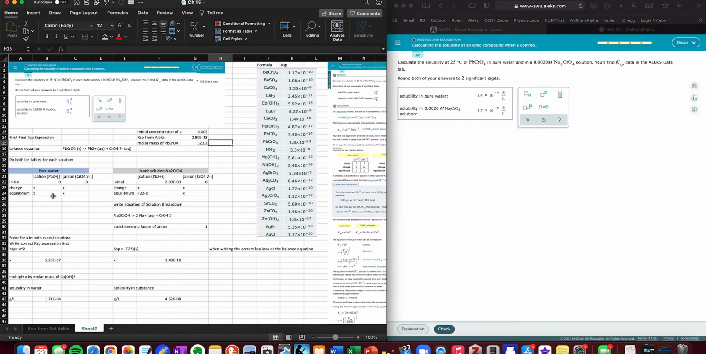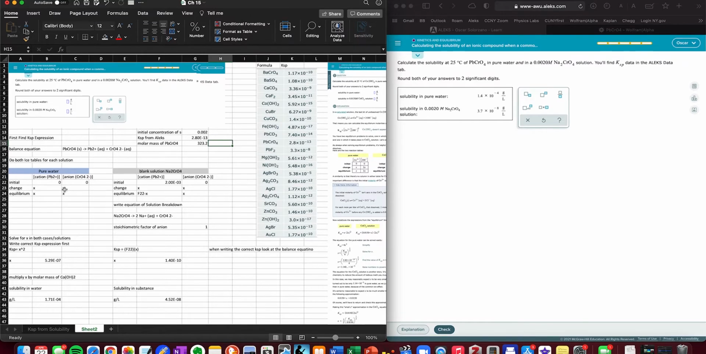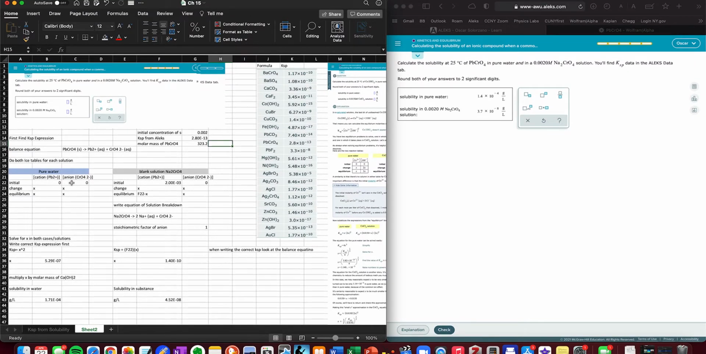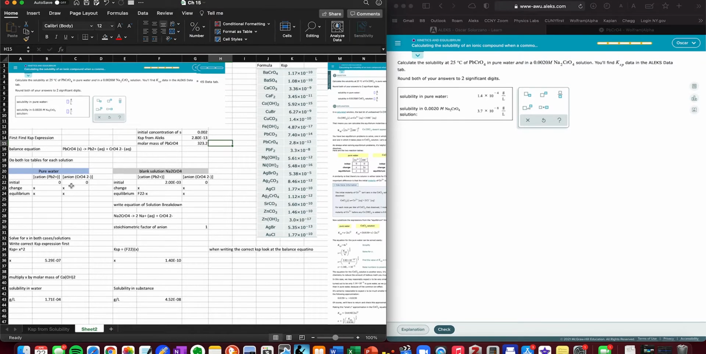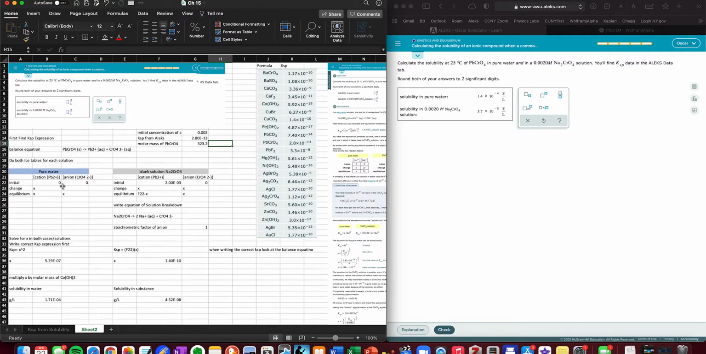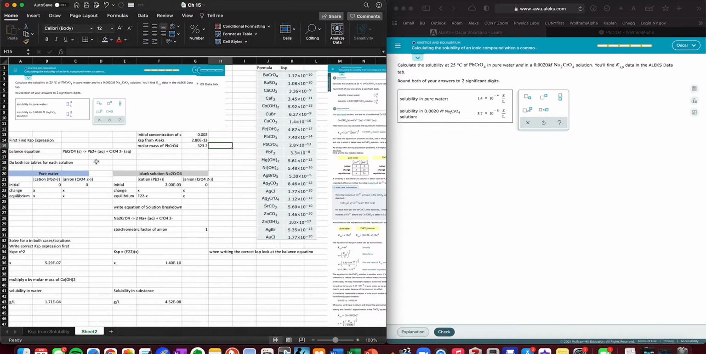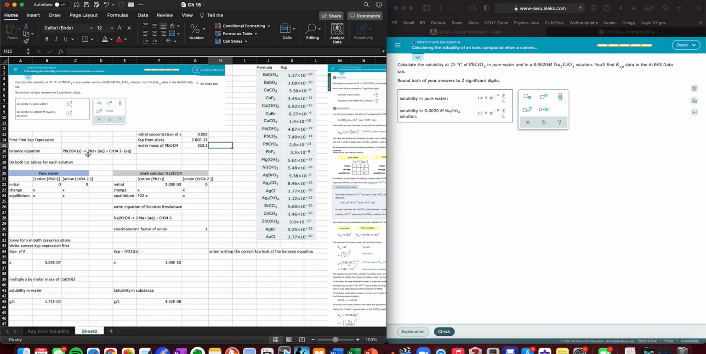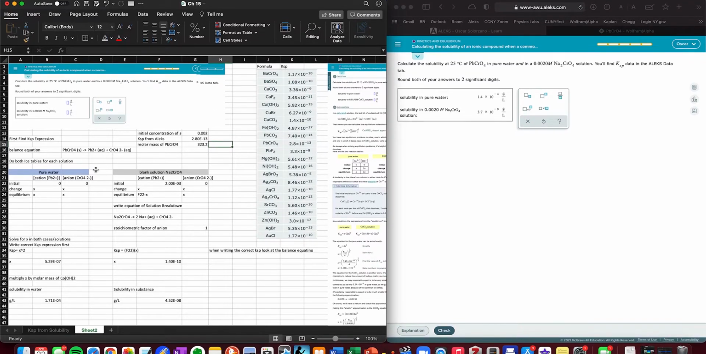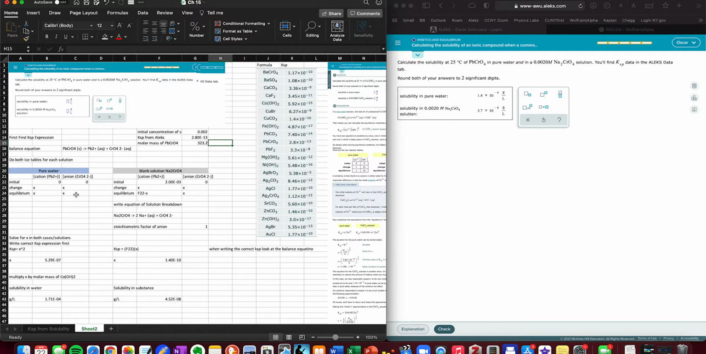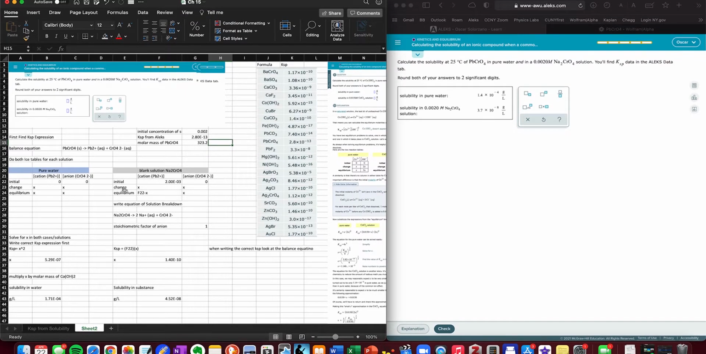So you do two ICE tables. The first ICE table, you'll plug in initial for both. Essentially, in water, you won't have any ionization initially, so the change is all going to come after. And the change here is just x because, as you can see, the stoichiometric coefficient is 1 for each. These are just going to be 1x, 1x, 1x.